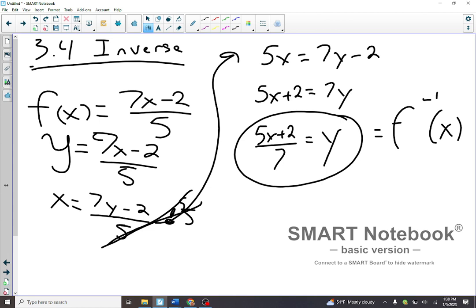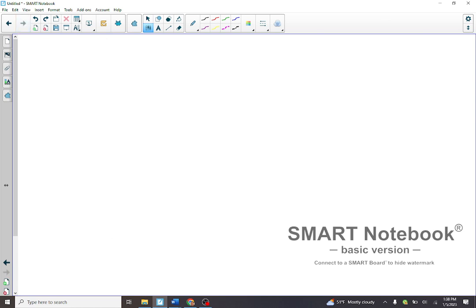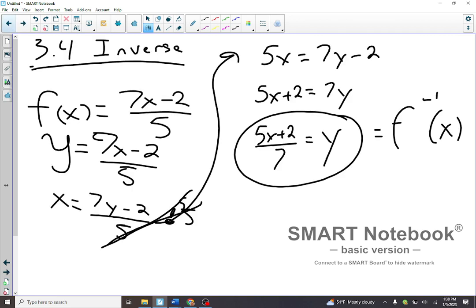Let's do another inverse. I'm moving on. F of -1 is the official form. If you don't write it, you're not going to lose points on it. F of -1, so x to the -1 power.